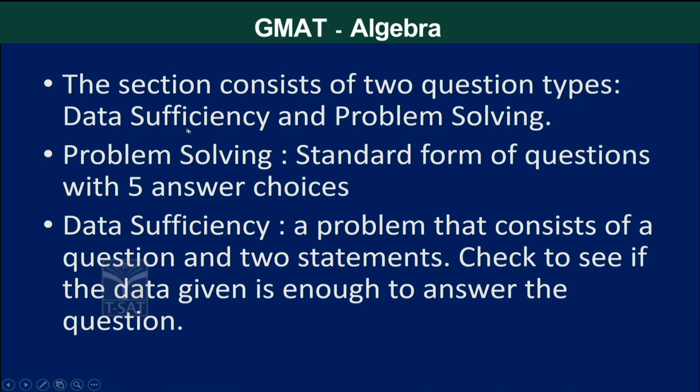The quantitative reasoning part of the GMAT exam consists of two types of questions: data sufficiency and problem solving. Problem solving is a standard form of question with 5 answer choices. You have to select the one that suits the question the best. Data sufficiency consists of one question and 2 statements, and your job is to check if the data given is enough to answer the question. That is why it is called data sufficiency. If it is enough to answer the question, based on that you will select your options.